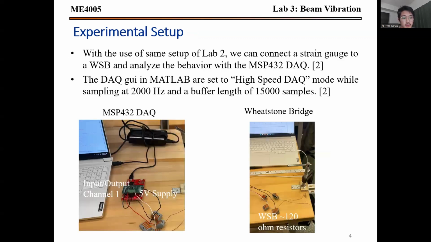This is the setup. The setup was used taking the same setup as Lab 2 and selecting the high-speed DAC, sampling at 2000 hertz and a buffer of 15,000 samples.